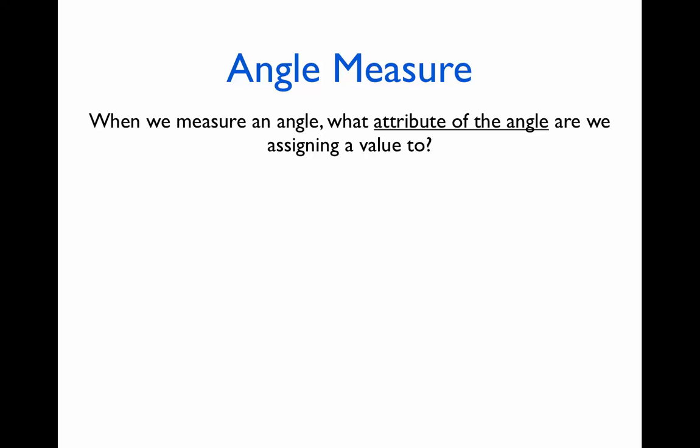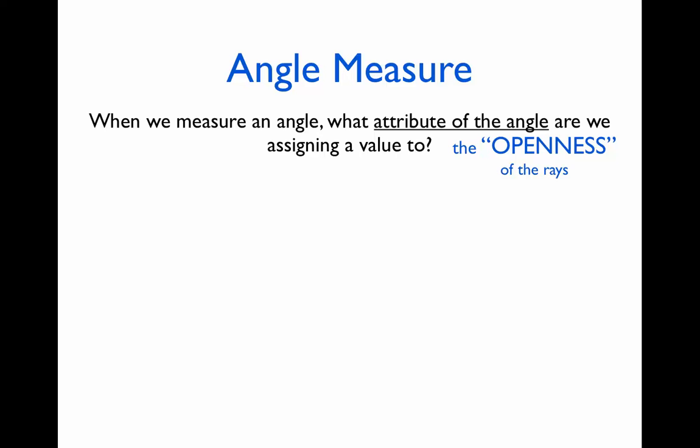Yeah. What's that? The vertex. So what about the vertex? The vertex is another object. What attribute about an angle are we assigning a value to? Anybody? Distance the rays are apart? What's that? All right, so Walter remembers.